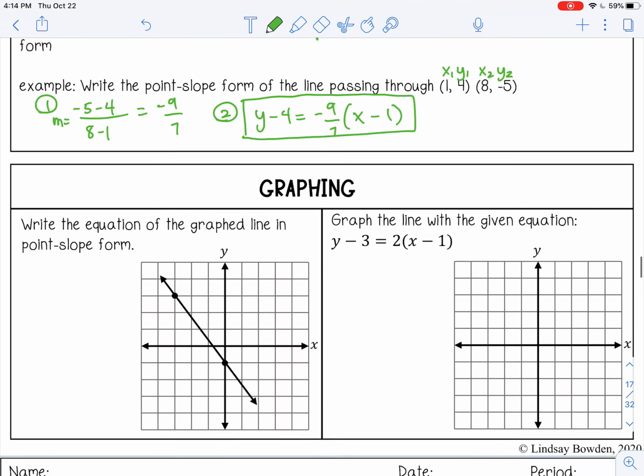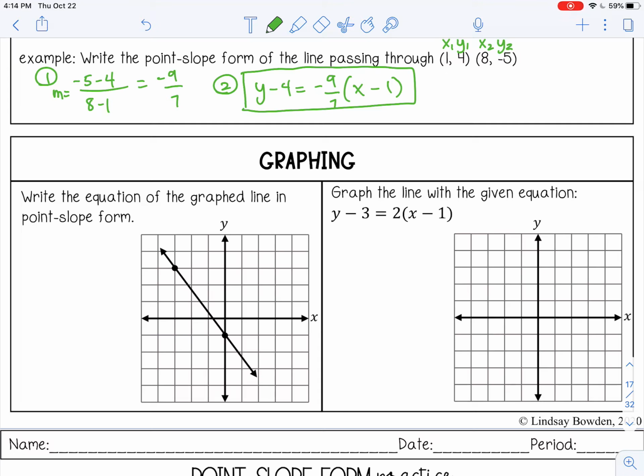All right, and then graphing in point-slope form. So in the first example, you already have a line graphed, and we want to write the equation of that line in point-slope form. So for point-slope, we need the slope and a point. I have given you 2 points here, so your answer could vary depending on which point you choose, but they're really the same equation for the same line. You're just using a different point along that same line. So I'm going to use this point here, which is negative 3, 3.